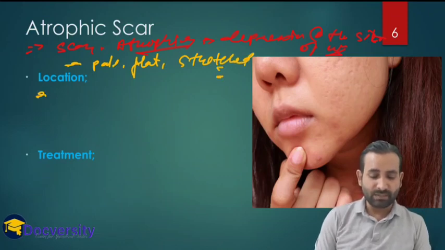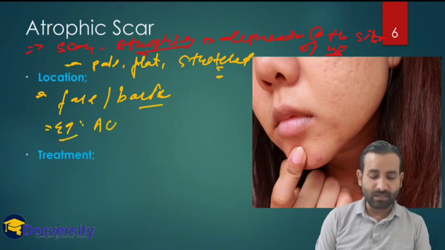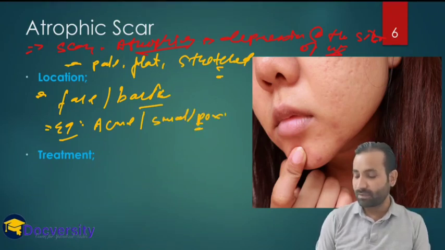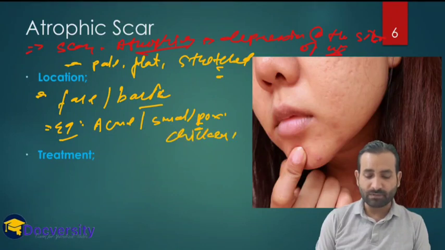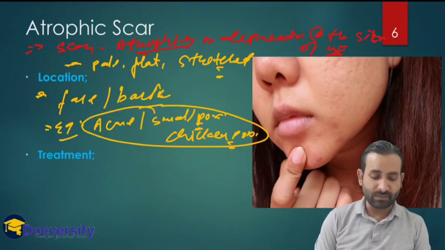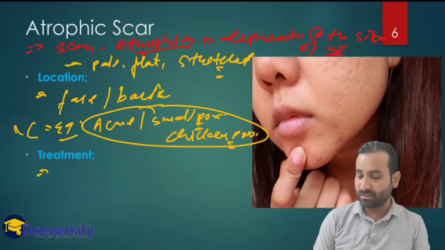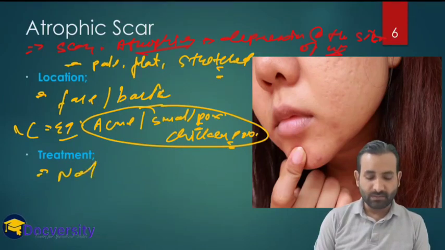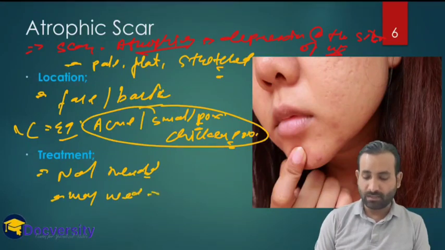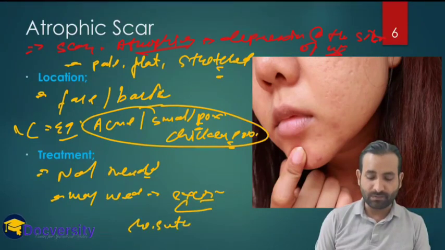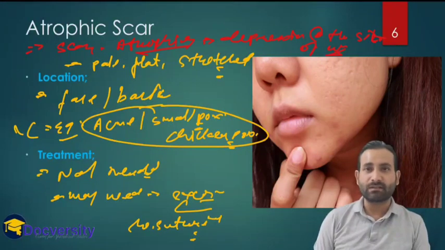So what are the locations? The locations are most commonly the face and then back, the back side of the body. And the most common cause is acne, and then after smallpox or chickenpox. It occurs after these two diseases, commonly. What's the treatment? The treatment is usually not needed, but sometimes it may need excision and resuturing if it is bigger, or if you have cosmetic problems like in ladies.